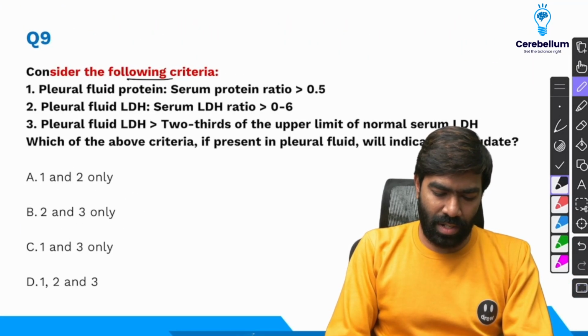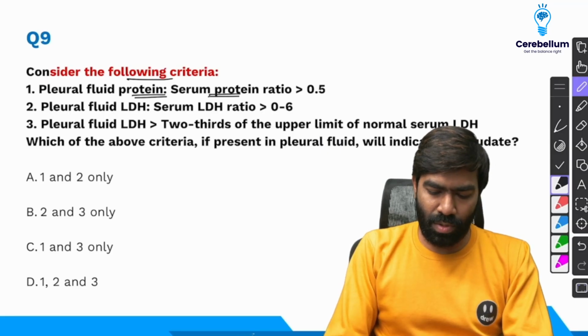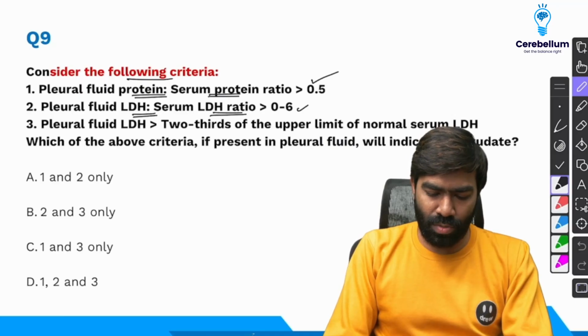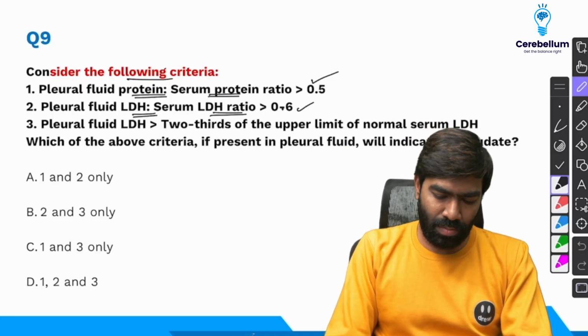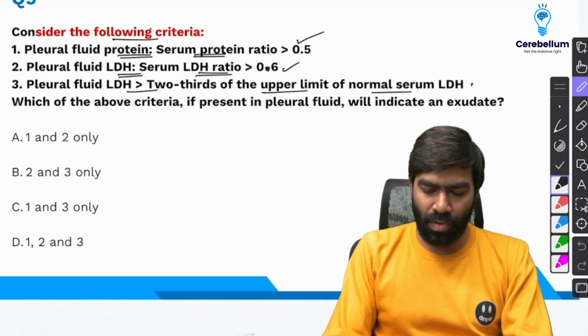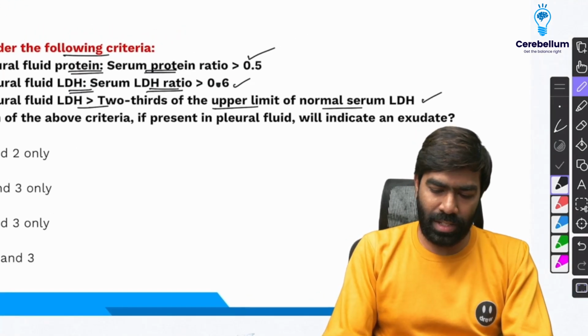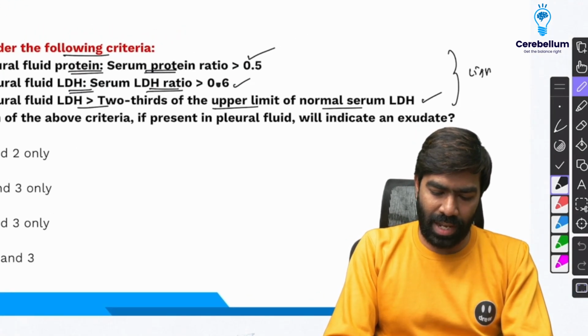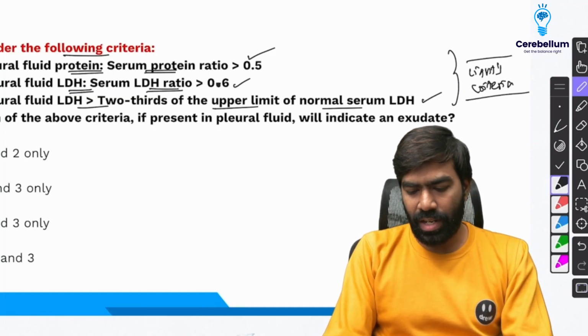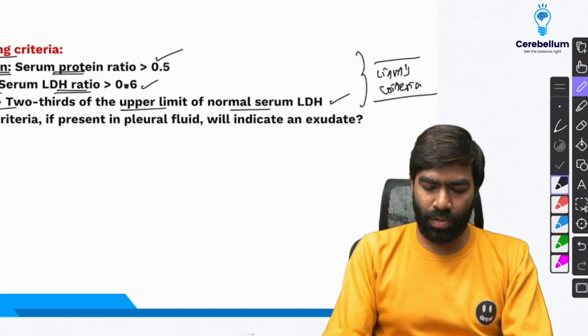Coming to question number 9. Consider the following criteria. Pleural fluid protein to serum protein ratio more than 0.5. Pleural fluid LDH to serum LDH ratio more than 0.6. And pleural fluid LDH more than 2/3 of the upper limit of normal of the serum LDH. All these three are part of something called as Light's criteria. So Light's criteria is a criteria to define an exudative pleural effusion, right?